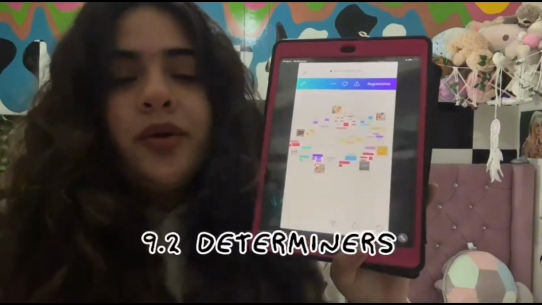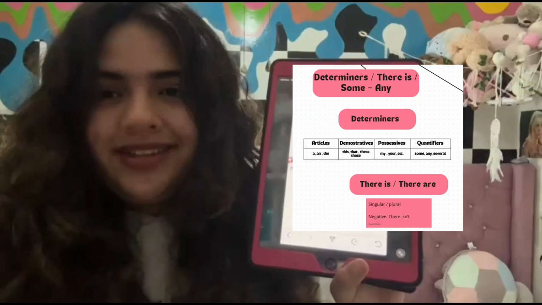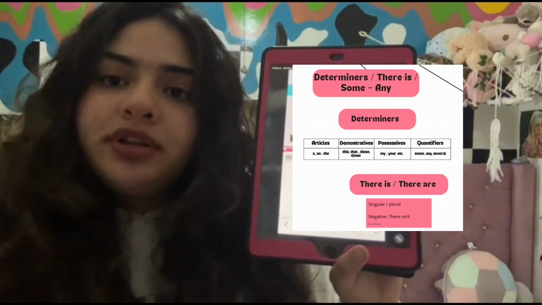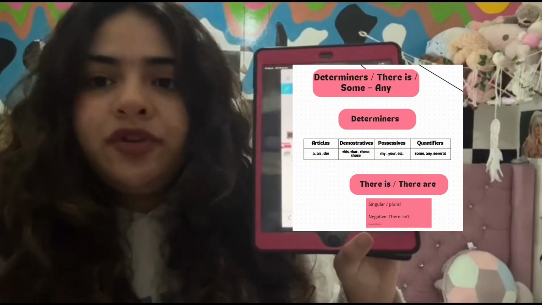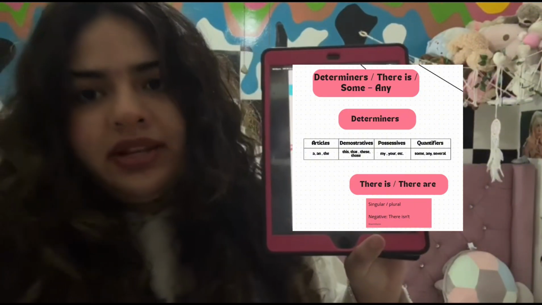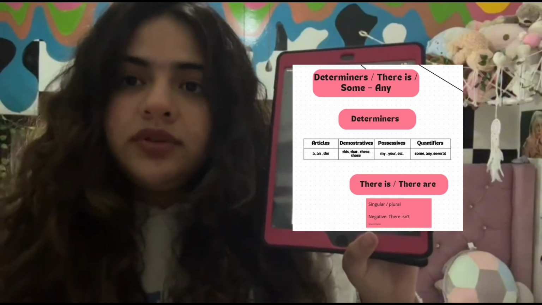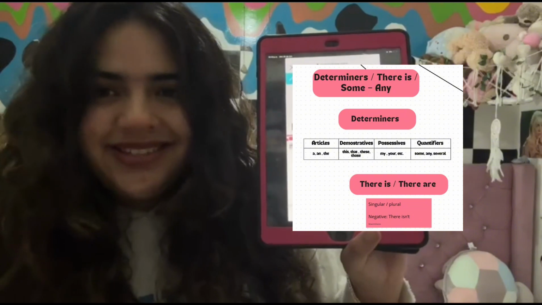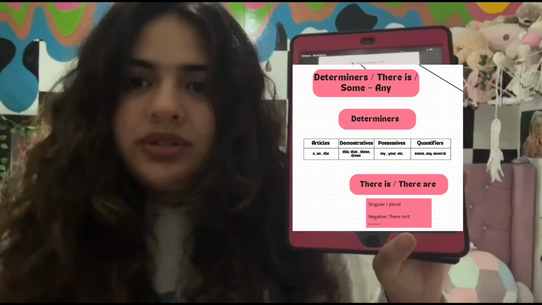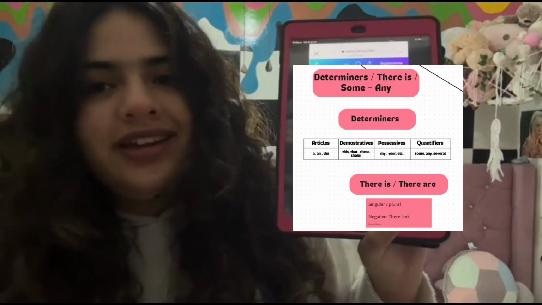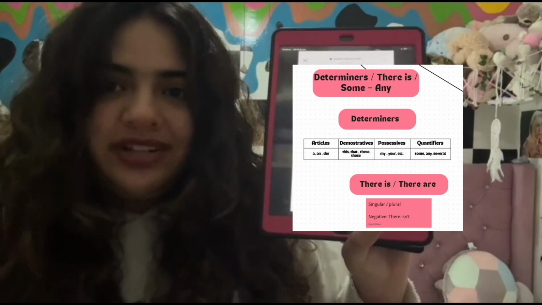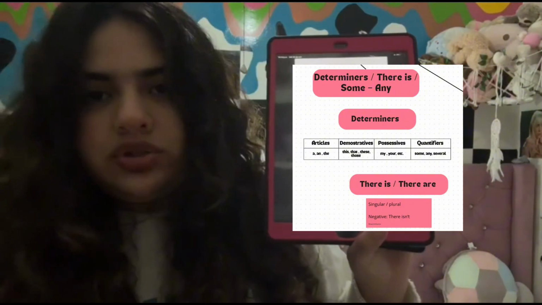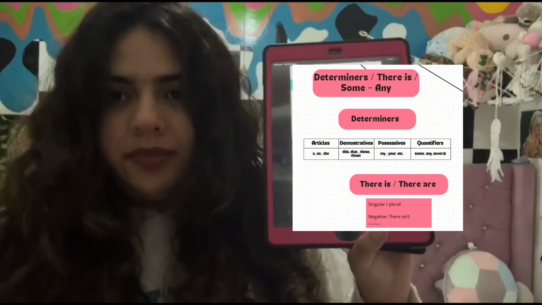9.2, determiners. We use there is and there are to say something exists or is present somewhere. There is is for one thing. For example, there is a dog in the yard. There are is for more than one thing. For example, there are many stars in the sky. We also use some and any with plural nouns. Some is used mostly in positive sentences. For example, there are some apples on the table. Any is used in negative sentences and questions. For example, there aren't any apples. Are there any apples?